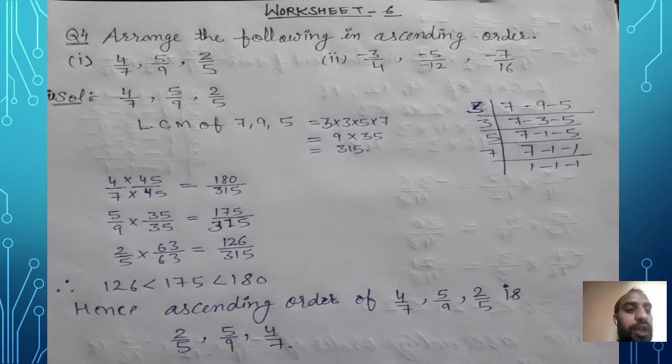After making all the denominators the same, you need to check which number is smaller here. You can see the smallest is 126, then 175, then 180. So just see, in the same way we need to arrange the numbers. In the last line you can write the ascending order of the given question: 4 upon 7, 5 upon 9 and 2 upon 5 is. So first, 126 is coming with 2 upon 5, so the first number is 2 upon 5. Then 175 is coming with 5 upon 9 and last is 4 upon 7. In this way you can solve this question.